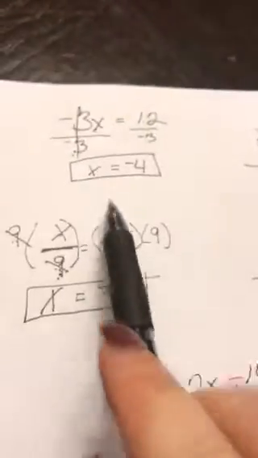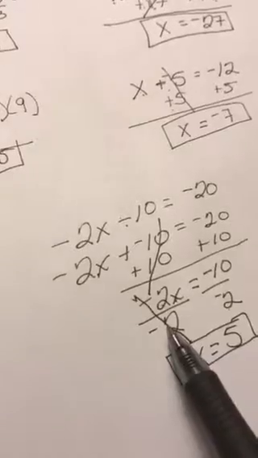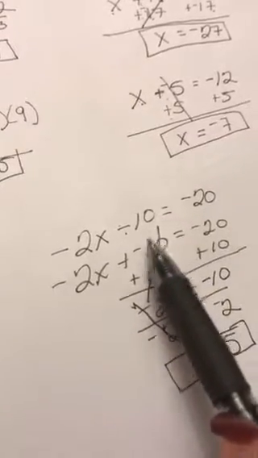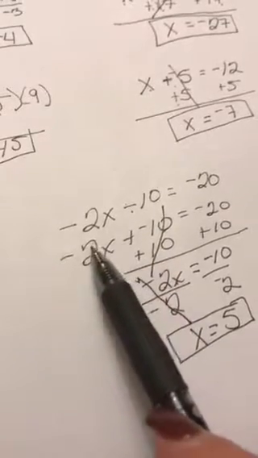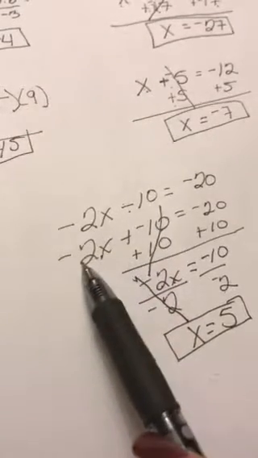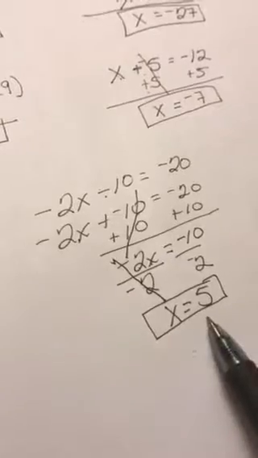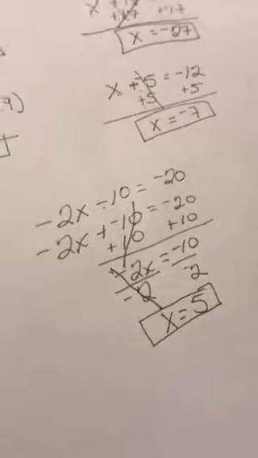Once you know how to do all of your one-step equations, your two-step equation is actually really simple. You're going to use the same rules. Add or subtract to get rid of your constant, and then multiply or divide to get rid of your coefficient. And you'll have your final answer. So now go ahead and try some yourself.